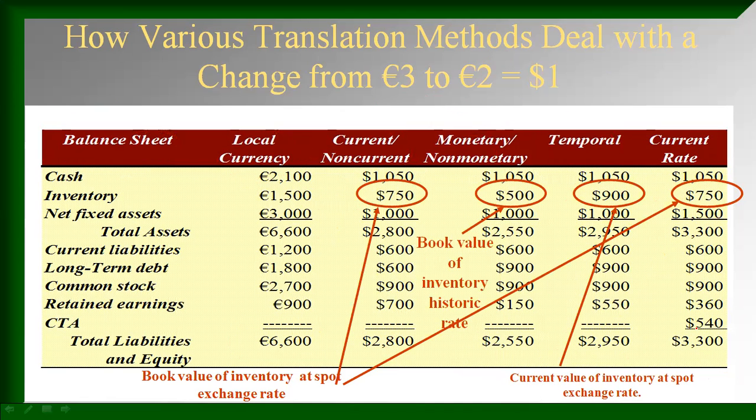The book value of the inventory at the spot exchange rate. Okay, but for inventory there are certain variations. In the current and non-current method it is $750, then $500 in the monetary method, then in the temporal method 900, and in the current rate method $750. The book value of the inventory at the spot exchange rate and the current value of the inventory at the spot exchange rate, that is called 900.